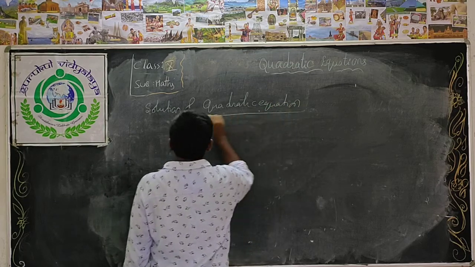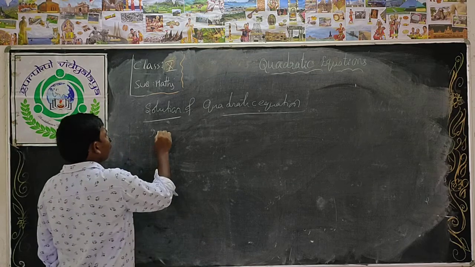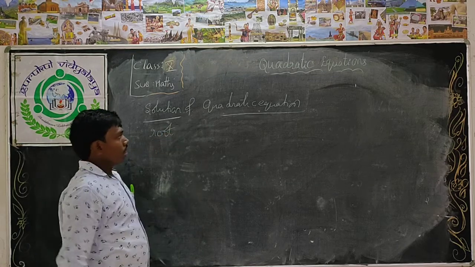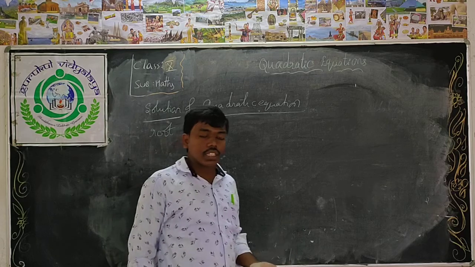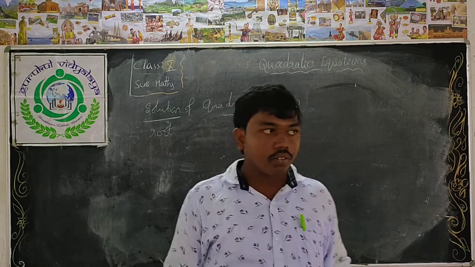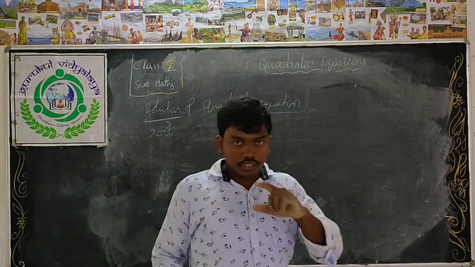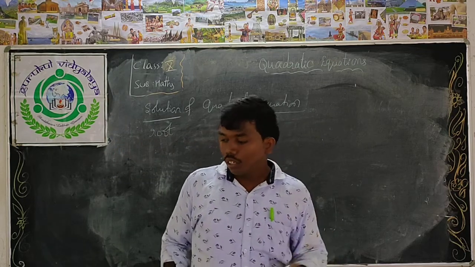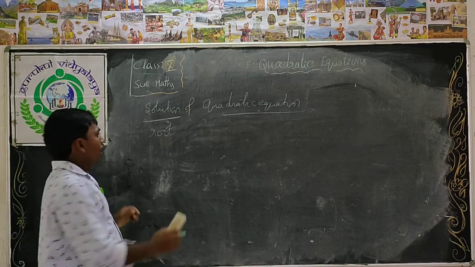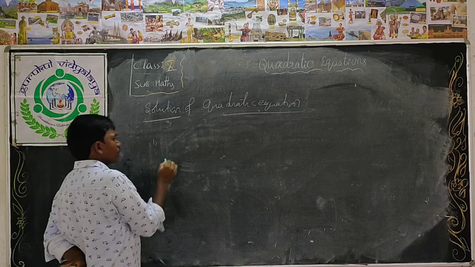Children, here the word solution, we will call it root. Finding the roots of the quadratic equation is nothing but solving the quadratic equation. Solution is nothing but root here. Find the roots means the answers of the quadratic equation. Okay. The first method is the splitting method.